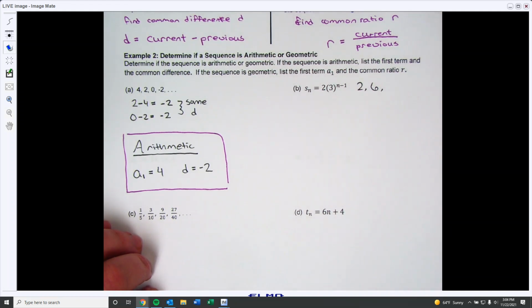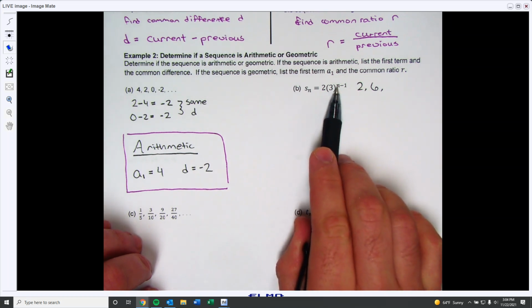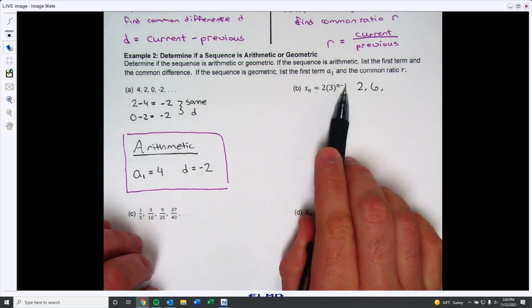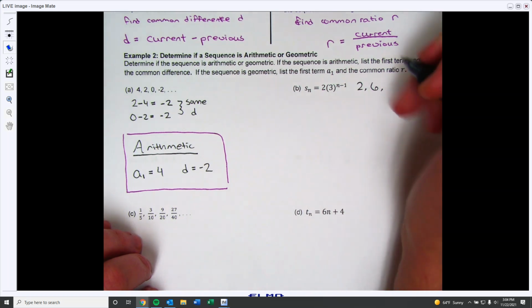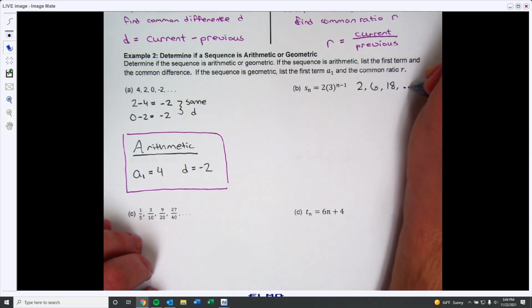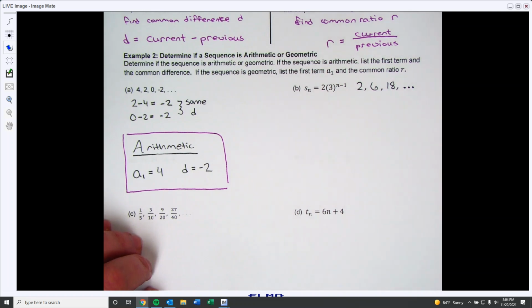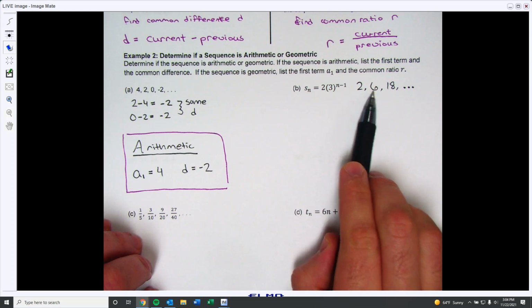And now I need 3 numbers to identify a pattern. So I'm going to do this again for the third. So I'll put 3 up here. 3 minus 1 is 2. 3 to the second power is 9. Times 2 is 18. And I don't have to do any more than that because 3 numbers are all I need to get a pattern. Okay, so looking at this one, I go from 2 to 6 and 6 to 18.